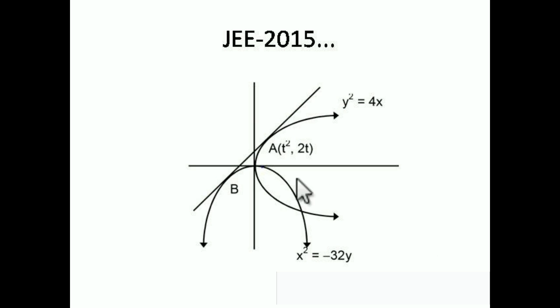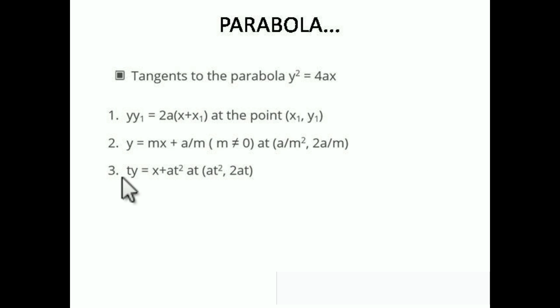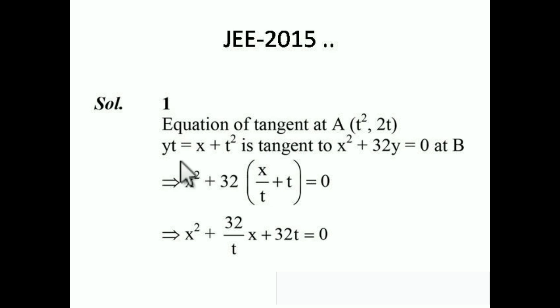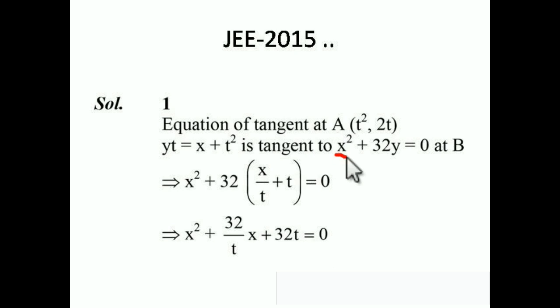As this is a common tangent, it touches at the points B and A. Now I don't know the points here, so I assume (at², 2at). Comparing with the general equation y² = 4ax, 4a = 4, so a = 1. So (at², 2at) becomes (t², 2t). Now the equation of the tangent at the point (t², 2t) is ty = x + at², and since a is 1, yt = x + t². This is the equation of the tangent to the first curve, y² = 4x. But it is also tangent to x² + 32y = 0 at B, so it must satisfy this equation also.